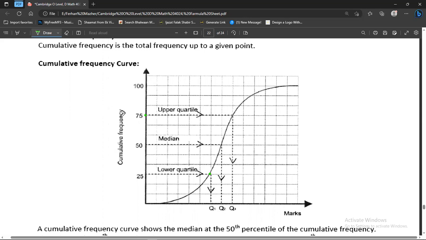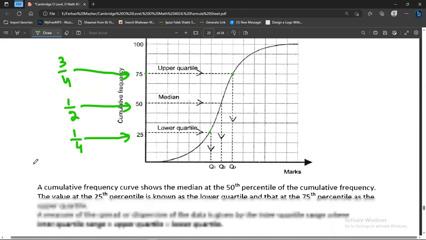This is basically 1/2 of the total frequency. This is 1/4 of the total frequency. And this is 3/4 of the total frequency. Check it on the y-axis, and then go to the cumulative frequency curve. When you cut the curve, go down and check what the x value is. That is called Q3, the upper quartile.